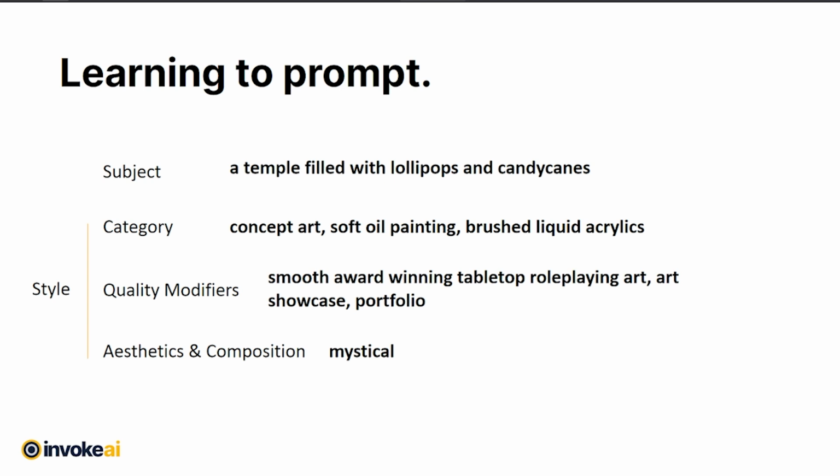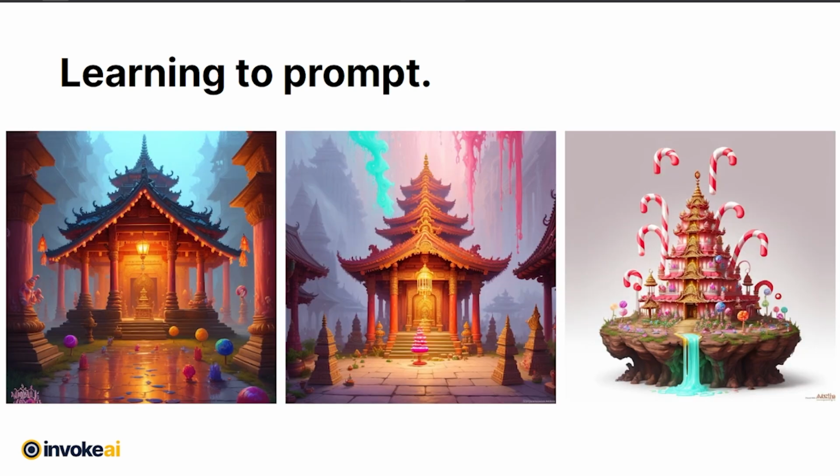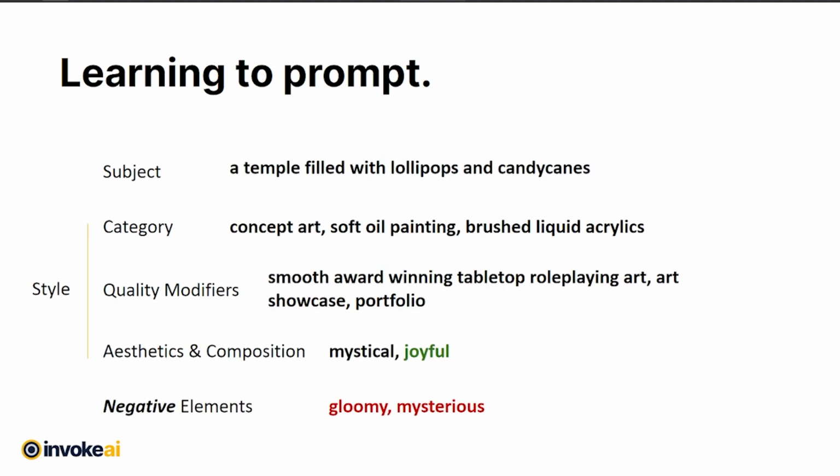In this case, I've created a prompt with a subject and a style that is composed of a category, quality modifiers, and general aesthetic or composition terms. And we can see a couple of the images that this prompt generates. The important thing to understand with your prompt is that if you use the same settings and the same noise, you'll generally get the same picture. And what that means is that if we want to experiment by adding new terms or adding negative prompts to the system, which effectively tell the model what we don't want to see, we can develop a stronger understanding of what individual terms do to our images. In this case, I've added the term joyful, and I've added a negative prompt saying that we don't want anything gloomy or anything mysterious.